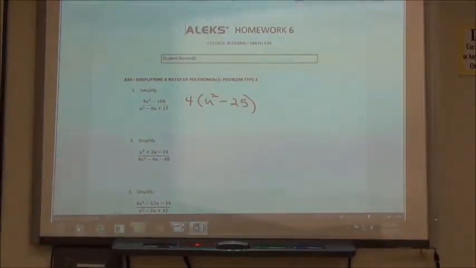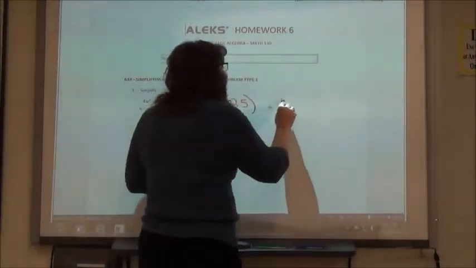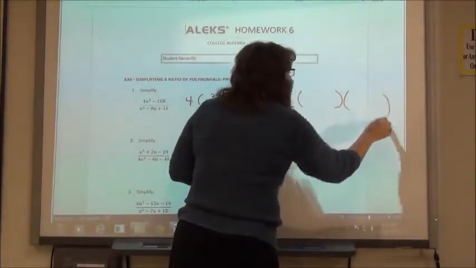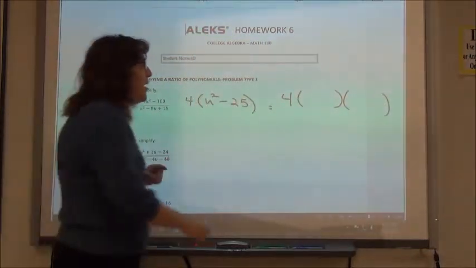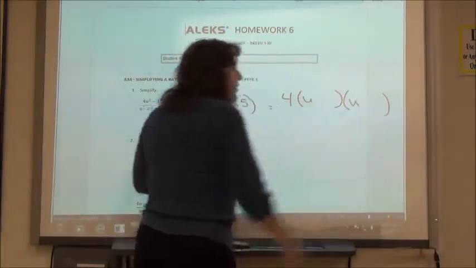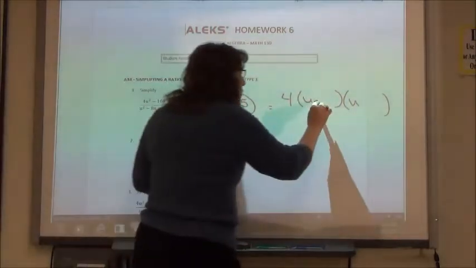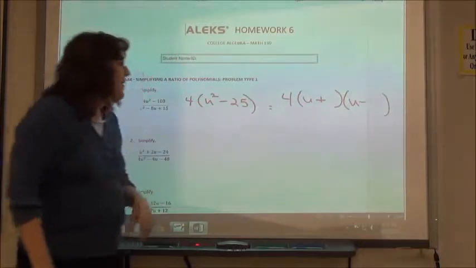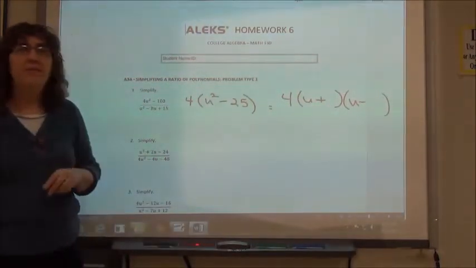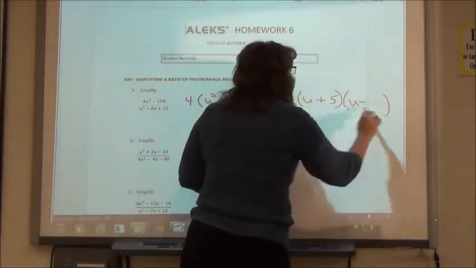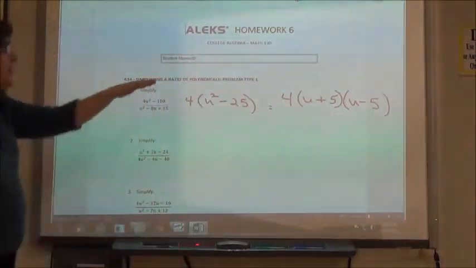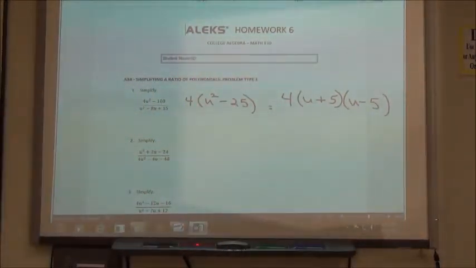Then I'm going to look at what's in the parentheses and say, can I factor that further? Hopefully you recognize that's the difference of perfect squares, and yes, I can factor that using my conjugates. And so I'm going to have 2 sets of parentheses, factors of u squared, u and u. Since this is a negative, we know we're going to have 1 plus and 1 minus, and then factors of 25, 5 and 5, right? So I've got the top factored as much as I possibly can. I'm going to look at the bottom.